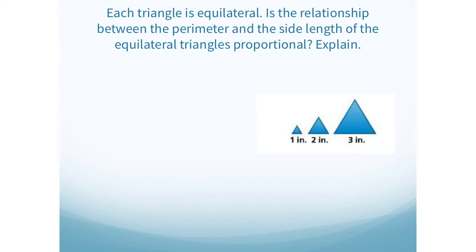Now let's stop and look at a few key words in here. First is the term equilateral. If a triangle is equilateral, all the sides are going to be equal. And we're trying to determine if the perimeter and the side length create a proportional relationship. So let's start setting up a table.